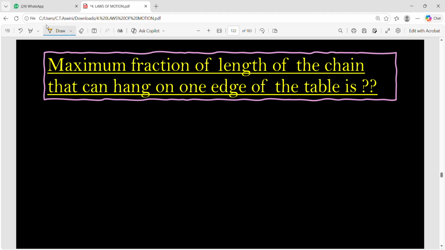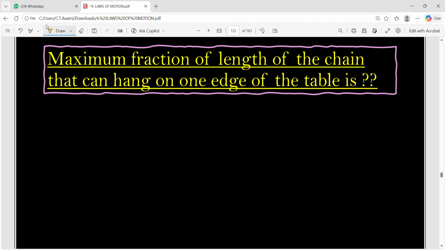Last two topics are there. Maximum fraction of the length of the chain that can hang, and the angle of contact. These two topics are left. We will discuss them and then we will wind up the class. Okay. So what is this maximum fraction of the length of the chain that can hang on one edge of the table? Read the title once.